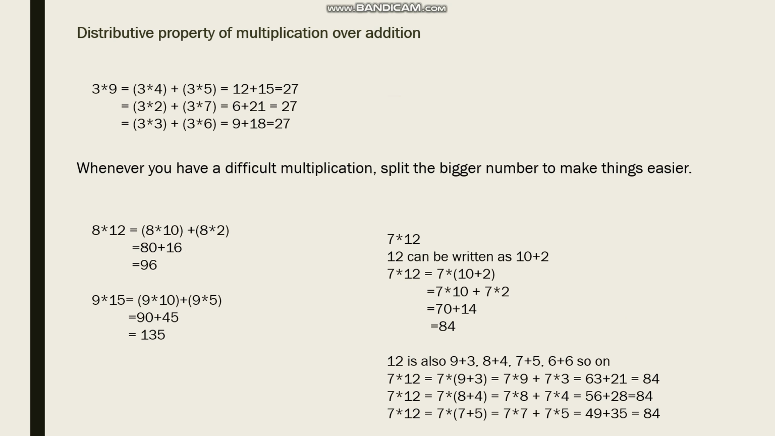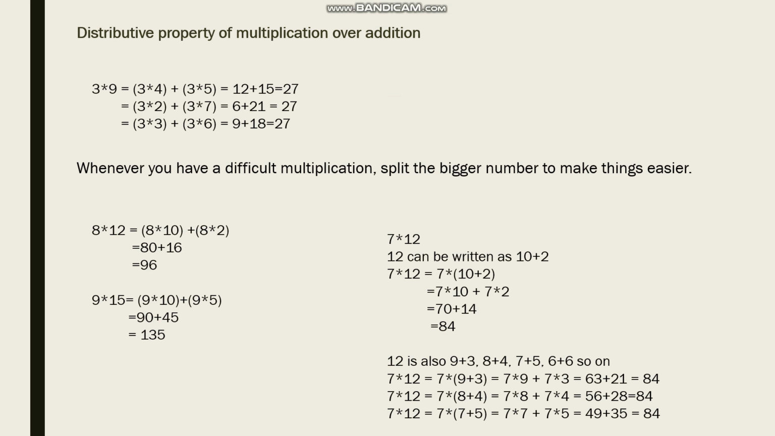Next, the distributive property of multiplication over addition. See here, 3 into 9. So how do we distribute? Here, 3 into 4 plus 3 into 5. So I make 9 as a split of 4 and 5. So that gives 12 plus 15, which gives 27.